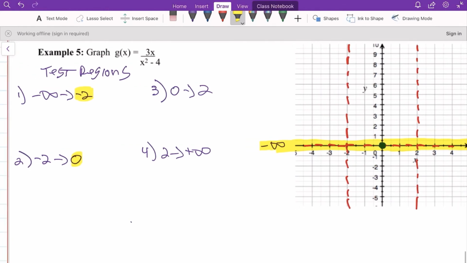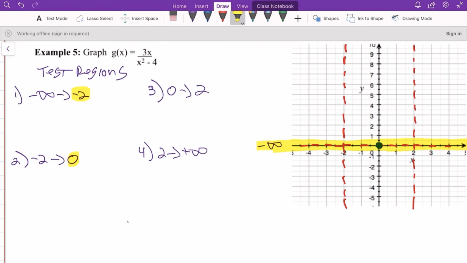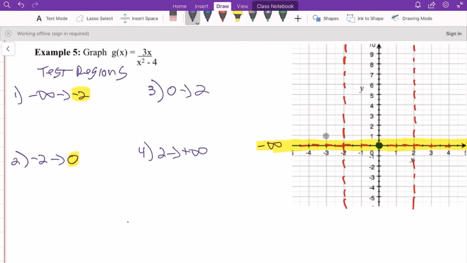And I'm going to start in this first test region. So we need a point from negative infinity to negative 2. I'm just going to pick negative 4. And we'll just see. I just want to go a little further away from the asymptote here. So we have g of negative 4.